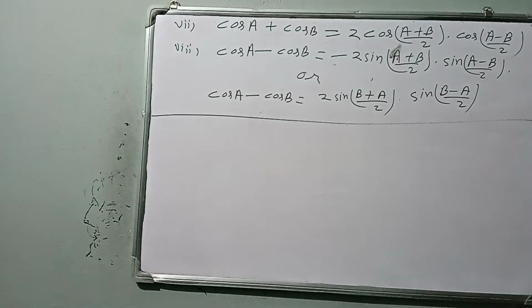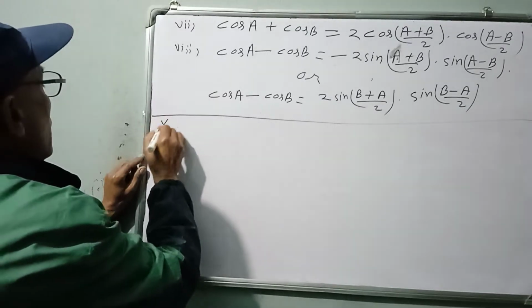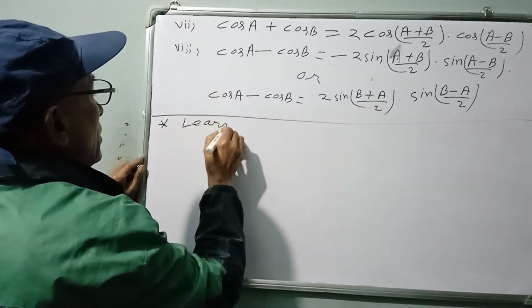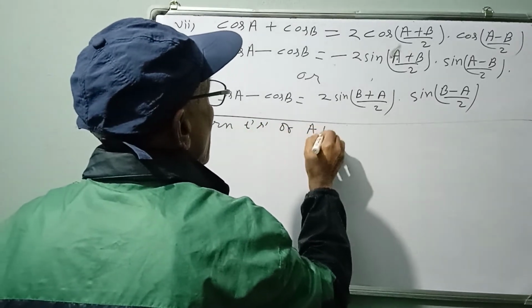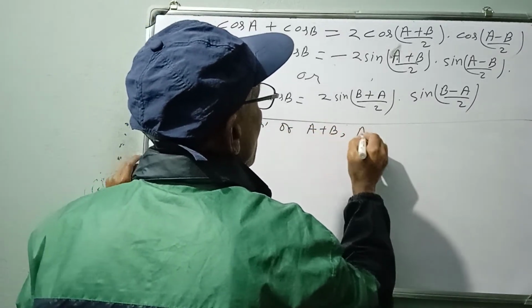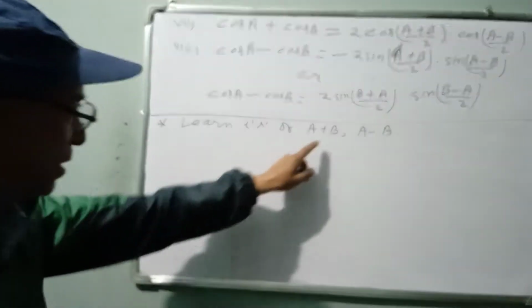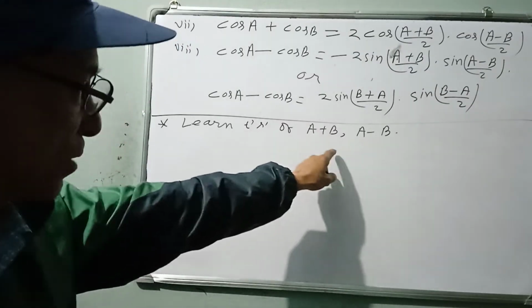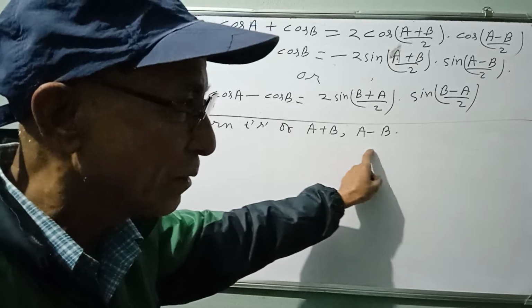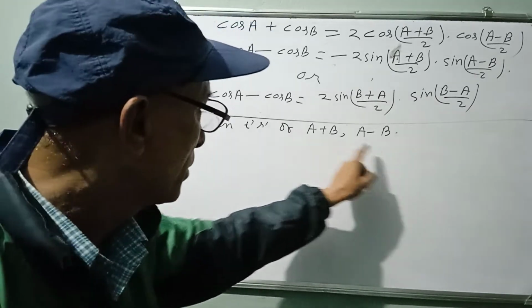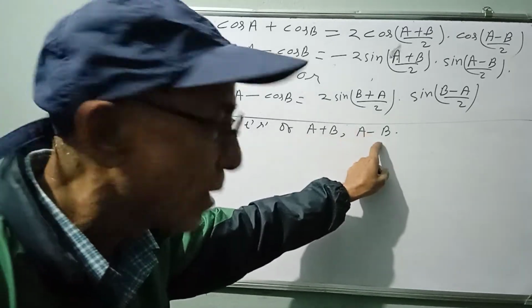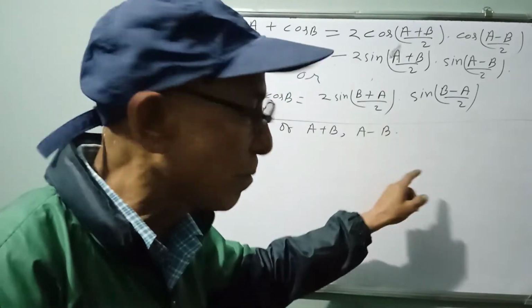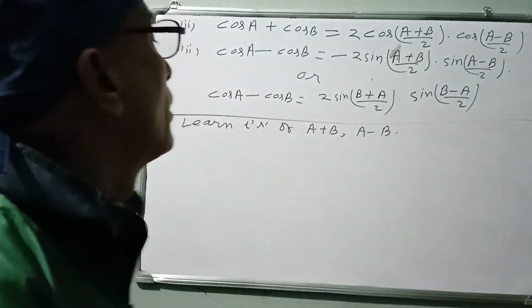In class 9, you learned sin A plus B, cos A plus B. Learn the trigonometrical ratios of A plus B and A minus B yourself. For example, sin A plus B, cos A plus B, tan A plus B, cot A plus B, and sin A minus B, cos A minus B, tan A minus B, and cot A minus B.